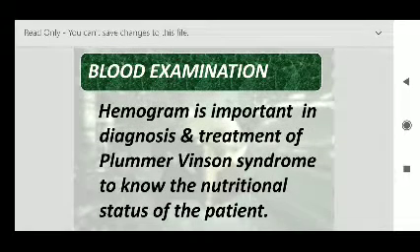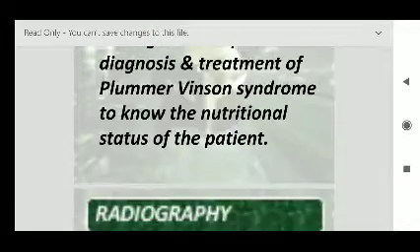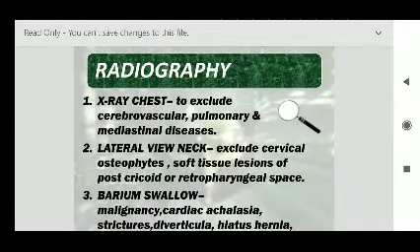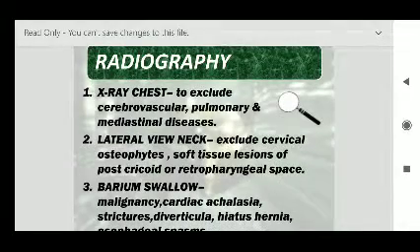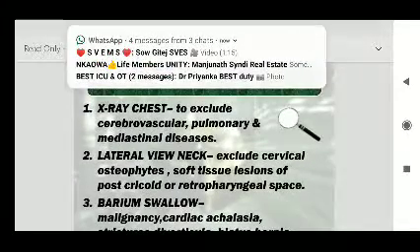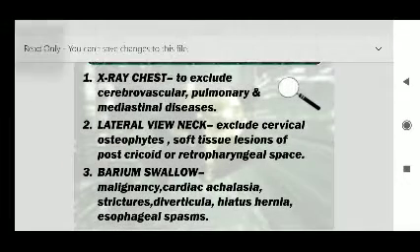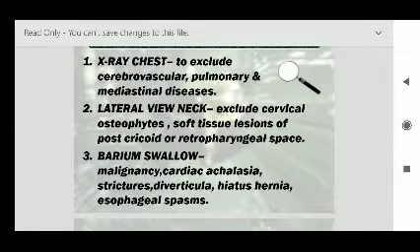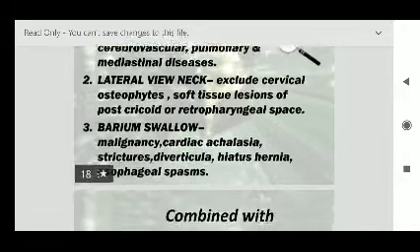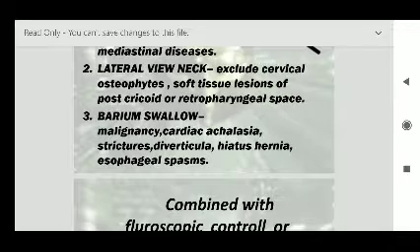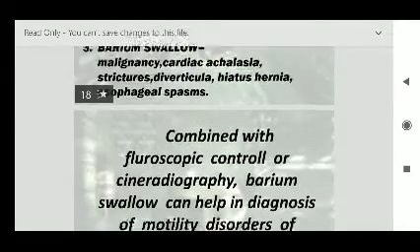Blood examination, hemogram, is important in diagnosis and treatment of Plummer-Vinson syndrome, to know the nutritional status of the patient. X-rays help to exclude cerebrovascular accidents, pulmonary and mediastinal diseases. Lateral view of the neck is done to exclude cervical osteophytes, soft tissue lesions of the postcricoid region, or retropharyngeal abscess. Barium swallow shows malignancy, achalasia cardia, strictures, diverticulum, hiatus hernia, and esophageal spasms.